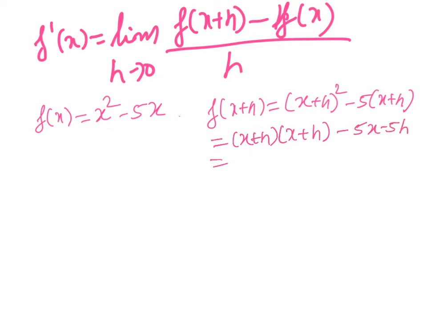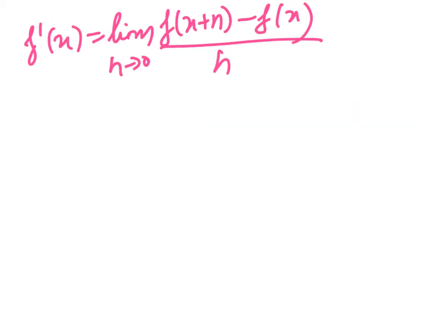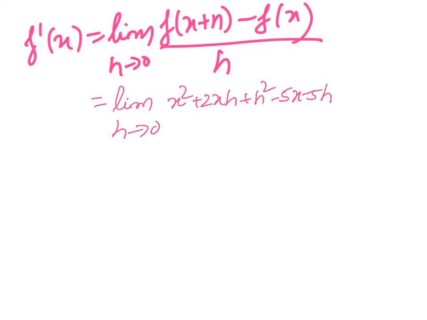So expand this by using the FOIL method. I get x squared plus 2xh plus h squared minus 5x minus 5h. Now I apply the f(x + h) that I got here. I must write here limit h tends to 0. I got f(x + h) as x squared plus 2xh plus h squared minus 5x minus 5h. This is what I got.